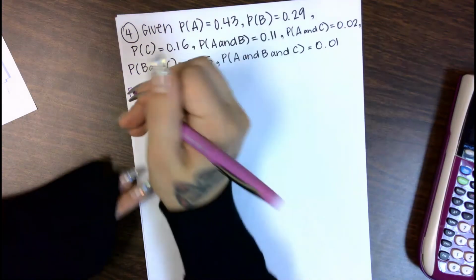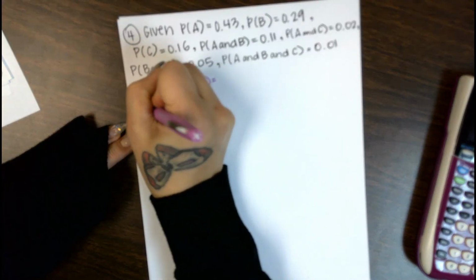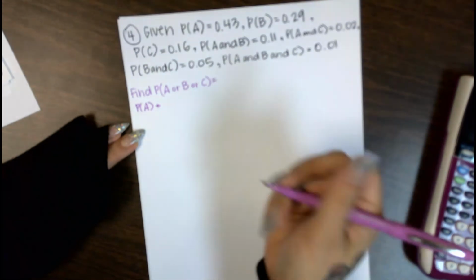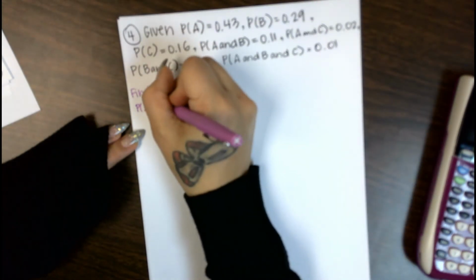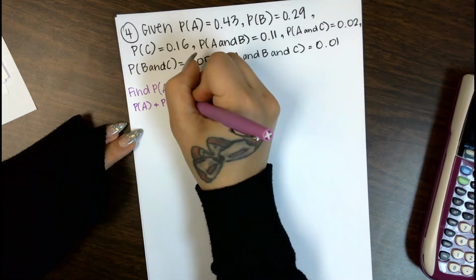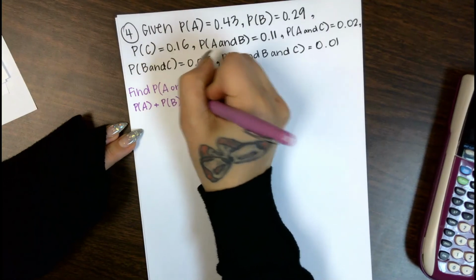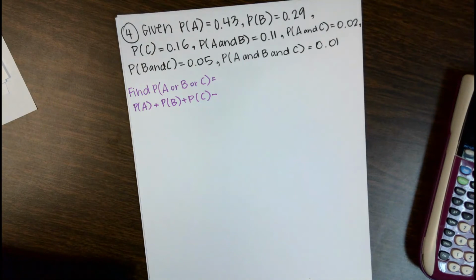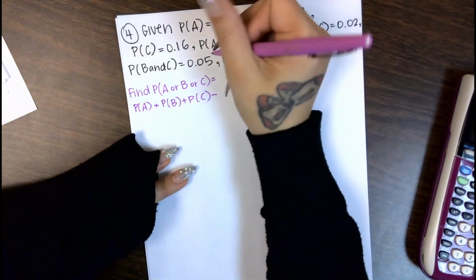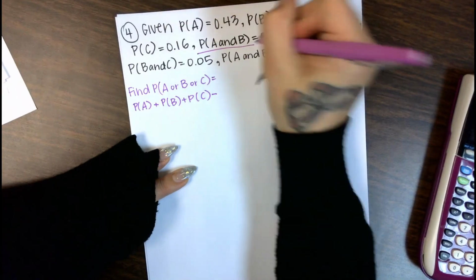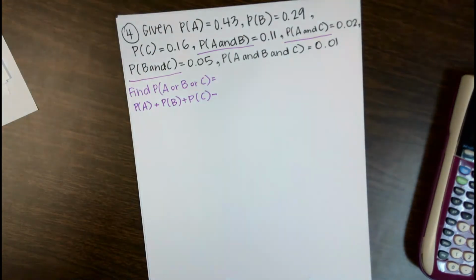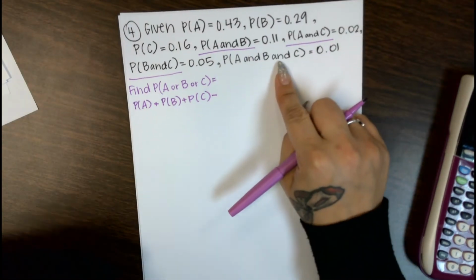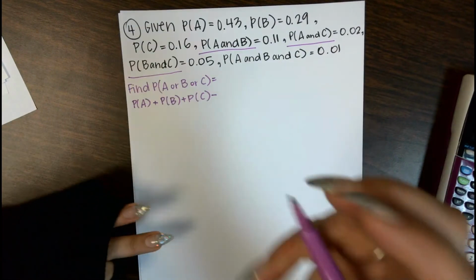So we take the probability of A, we add to it the probability of B, we're going to add to it the probability of C, and then what we do is we subtract these: the A and B, the A and C, and the B and C. And then the last one, we're actually going to add to it. And then that's your answer.